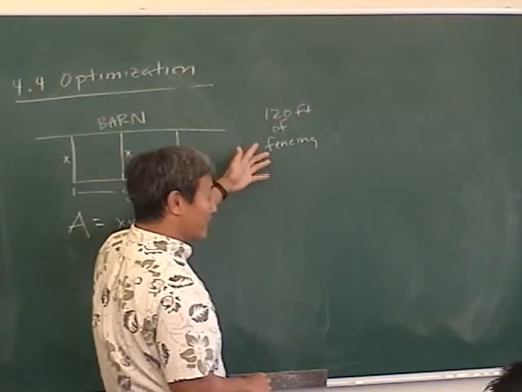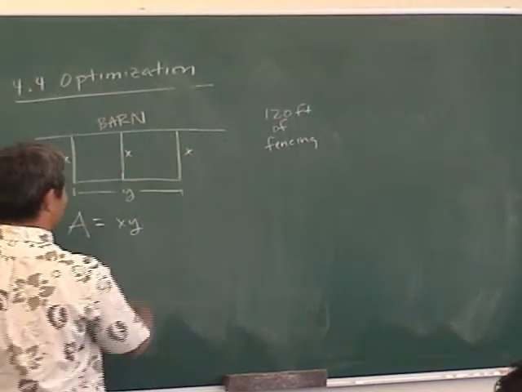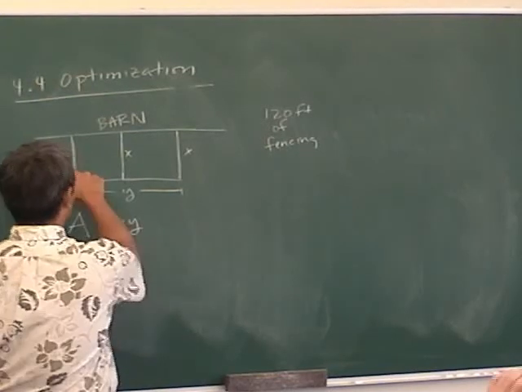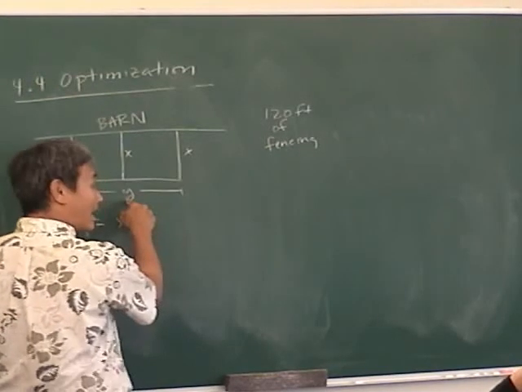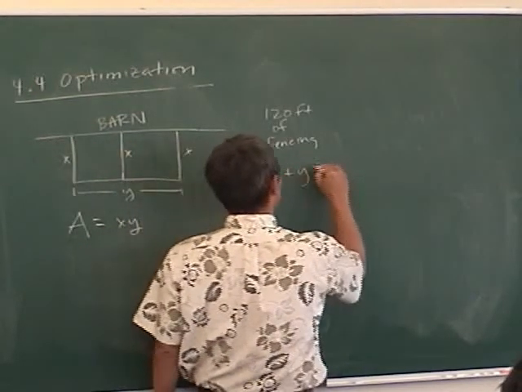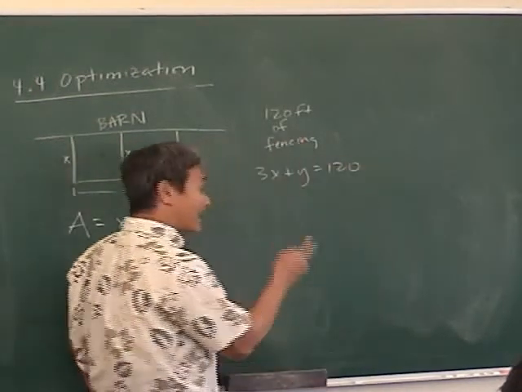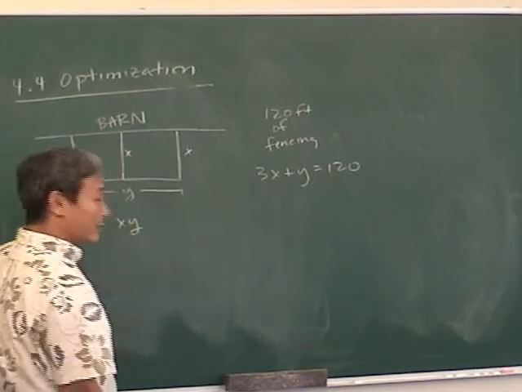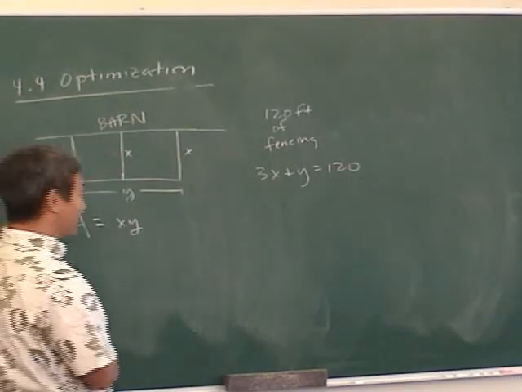There's 120 feet of fencing available. So look at this picture. What represents the amount of fencing I'm going to use? 3x plus y has got to equal 120. That's your other equation. Solve for one of the variables in this equation, plug it in here, and now we have just a function of one variable.